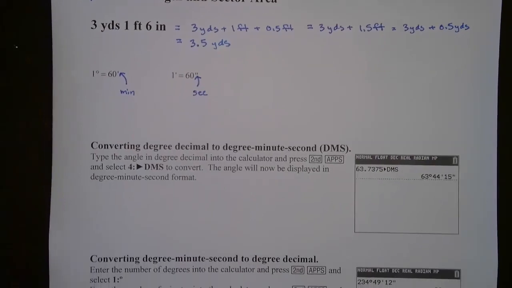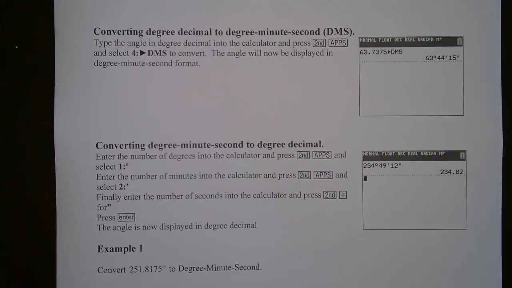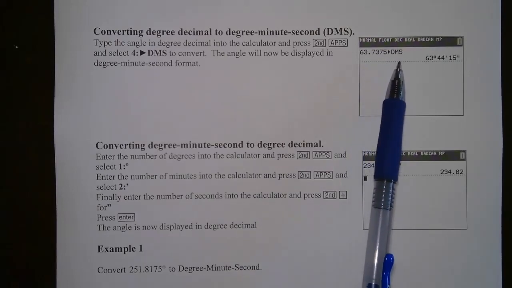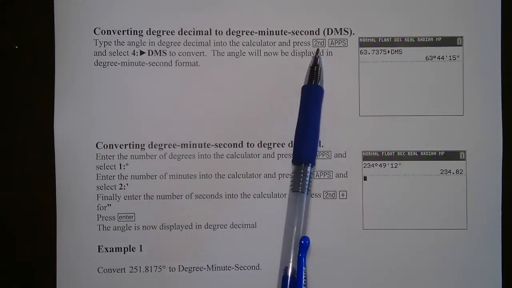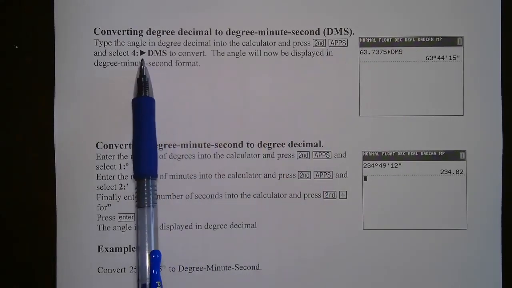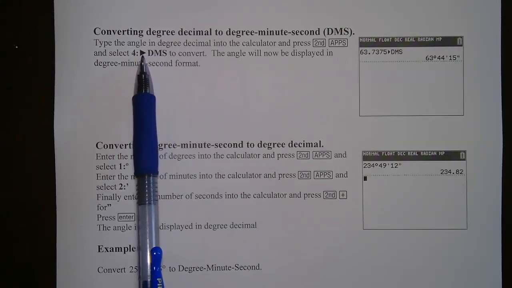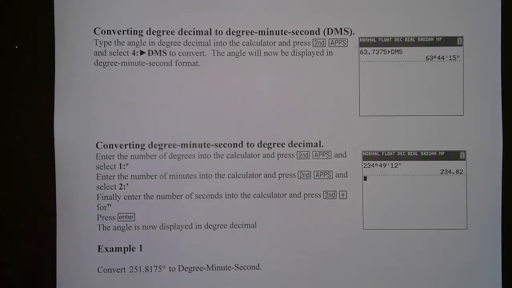All right, so I'm gonna slide this up a little bit, okay? And let's talk about how we're gonna let the calculator convert, okay? So you type into the calculator 63.7375 degree minutes seconds, okay? And then these are the buttons you'll need to push. You'll press second, apps, and then select number 4, DMS, this arrow stands for changing it to degree minutes seconds, okay? So I'm gonna go to the calculator and I'm gonna show you how to do that.